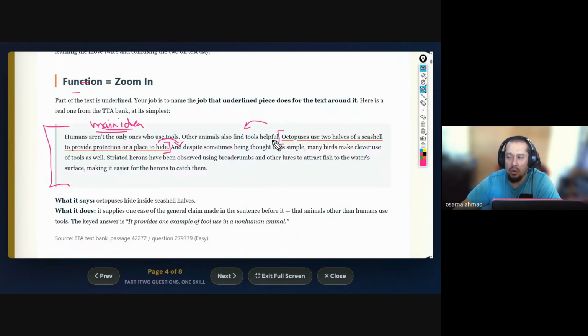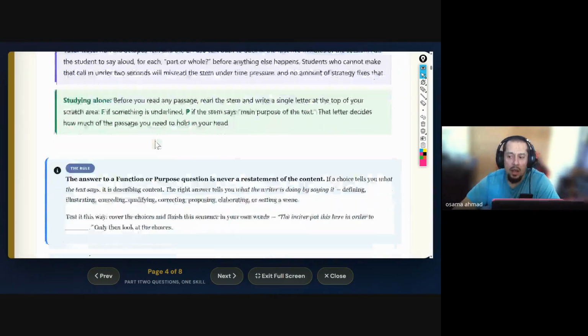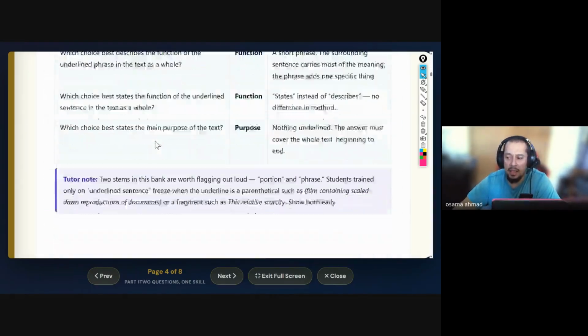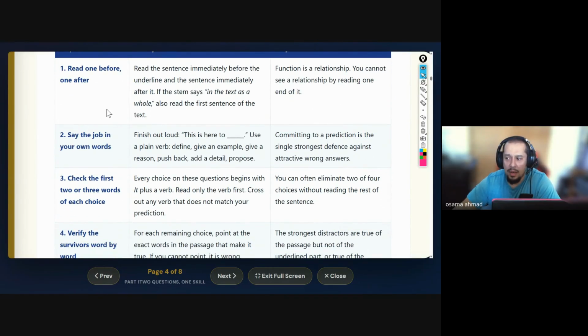بعد كده أقول لنفسي well ده بيعمل كذا. Right? This does كذا. It supports the main idea. It goes against the main idea. So we read before and after, right? ليه؟ ده طبيعي. لازم نقرأ passage كلها. Function is a relationship. You can't see a relationship by reading one part. صح؟ The next step بنعملها, try to say the job in your own words, right?